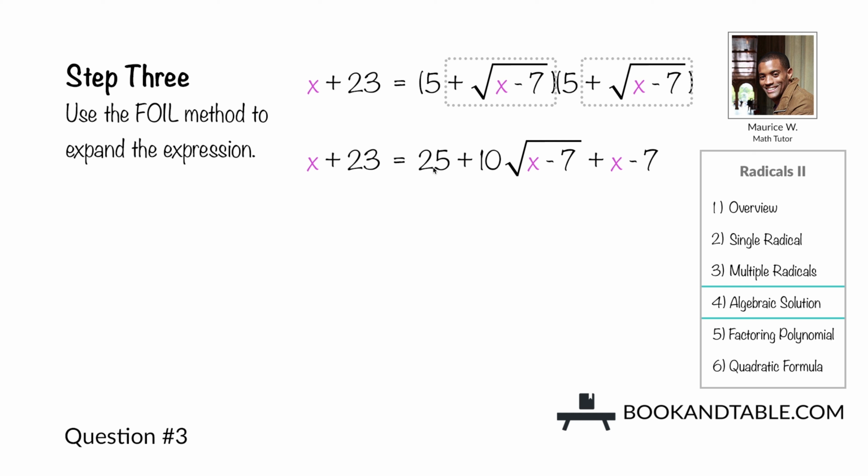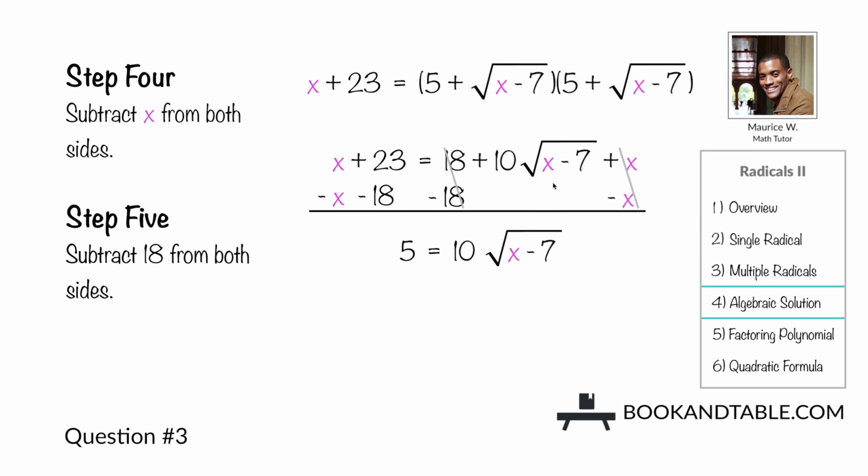So we want to move that 18 to this side and this x to this side, so that leaves you with just the second radical on the right side. So step 4, subtract x from both sides. x minus x is 0x. And then step 5, the 25 minus 7 again gives us 18. So step 5 is subtract 18 from both sides. 23 minus 18 gives you 5. So once we remove the first radical and move the other terms to the left side, we are left with 5 is equal to 10 radical x minus 7.